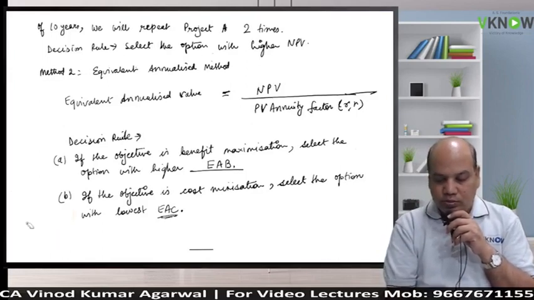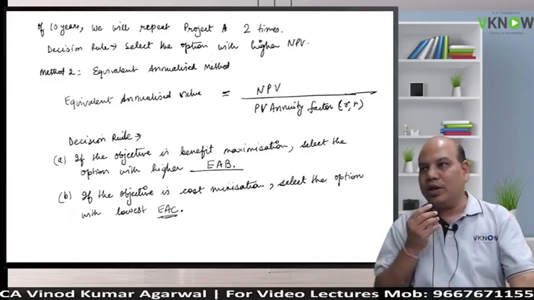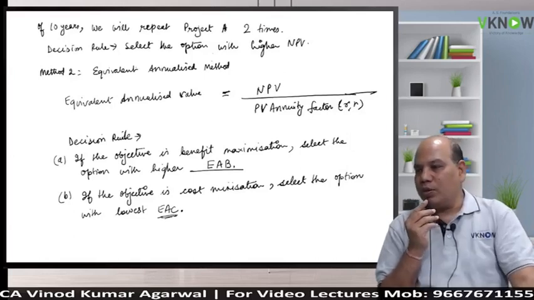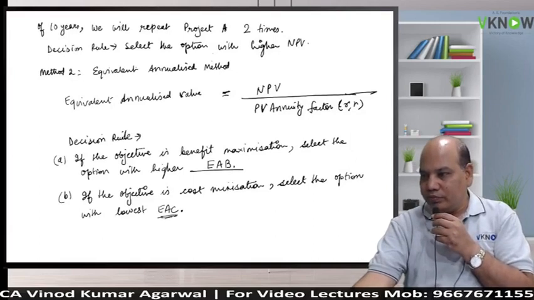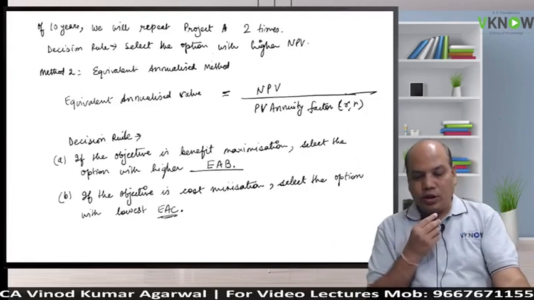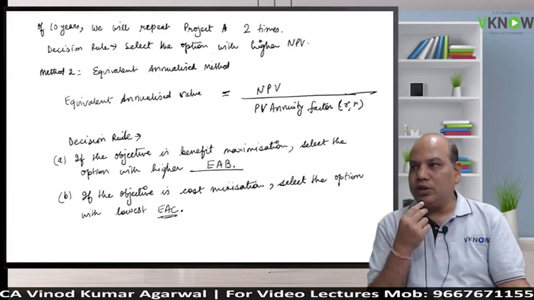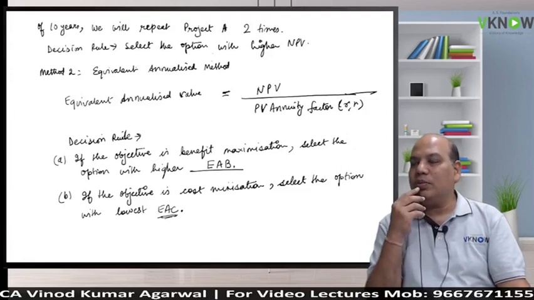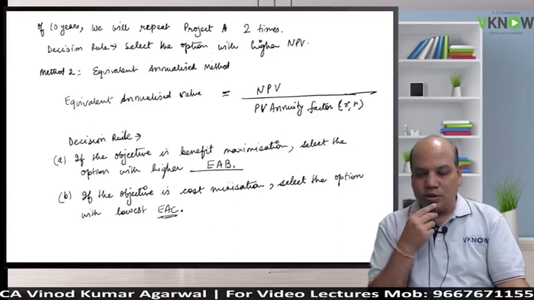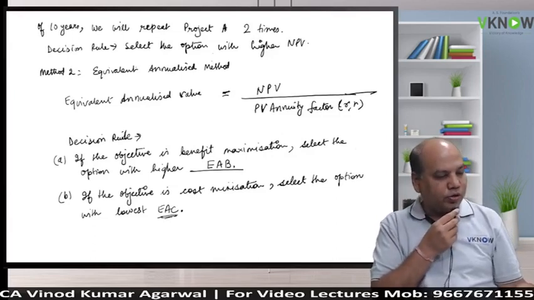Sometimes the two projects we are comparing have only costs, like whether I need to buy Activa or Pulsar bike. I am not going to generate any revenue from them, but I can certainly reduce my cost. So EAC or EAB gives you equivalent annual cash flow. If it is inflow, you will try to maximize. If it is outflow, you will try to minimize. That is common sense. So this is called the equivalent annualized method. Up to this you have written.